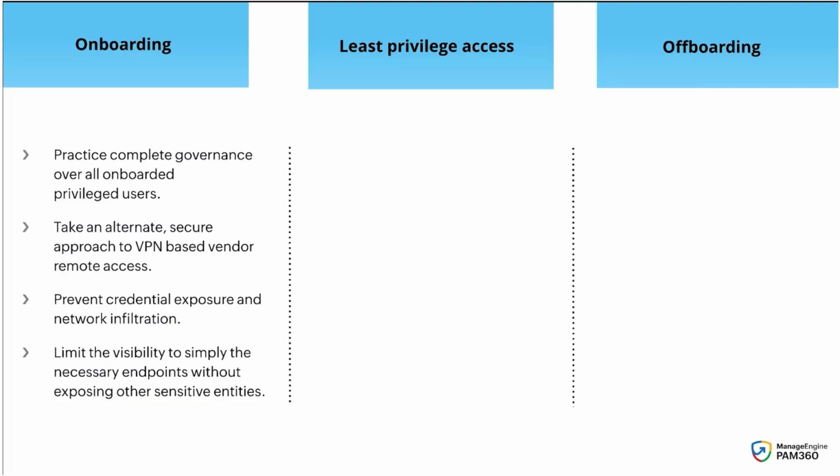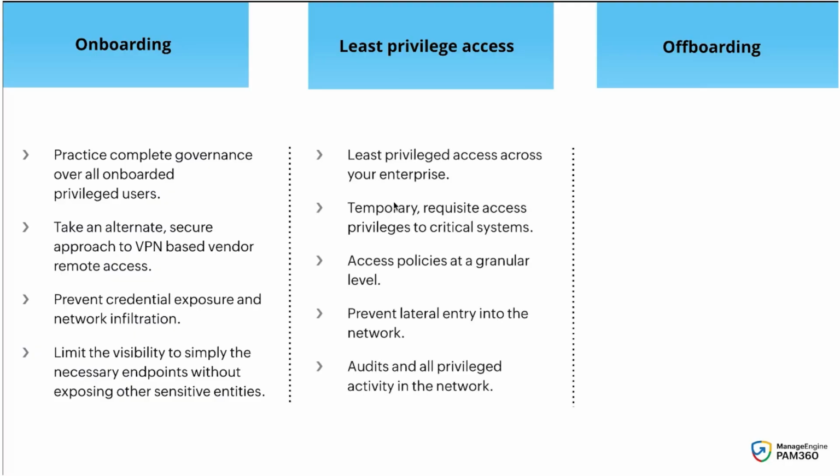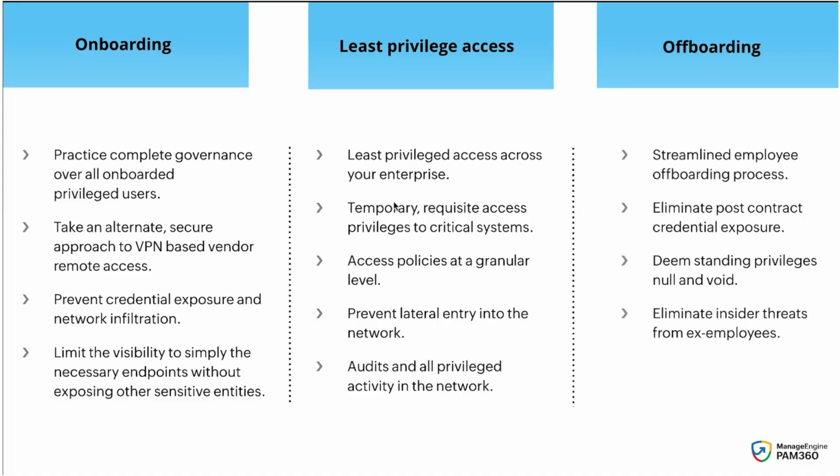via other methods, right? In terms of least privileged access, you mandate temporary request-release workflows for these privileged users who need privileged access to the system, right? You also create access policies at a granular level to elevate to administrative access if and when required, right? You also audit all privileged activity in the network. And in terms of offboarding, you now have a streamlined employee offboarding process in place of a haphazard process that might have been possible, right?